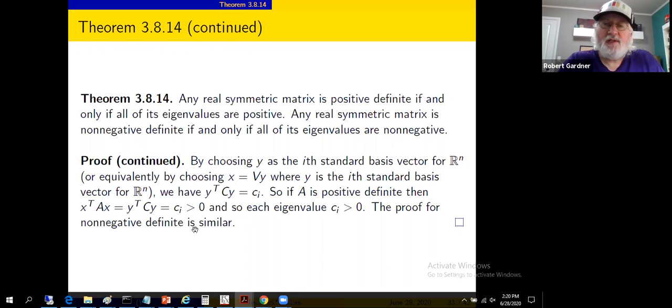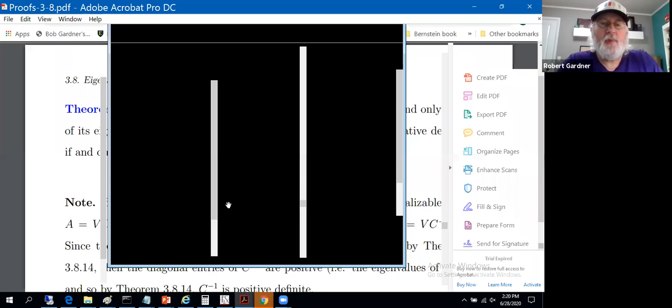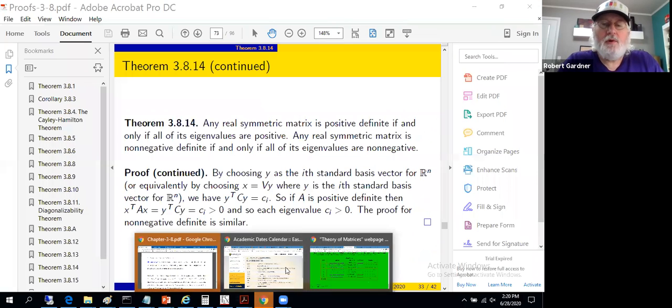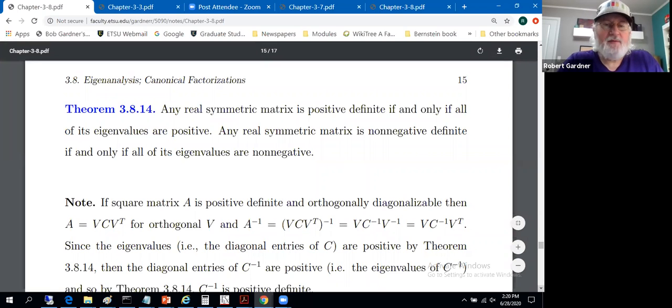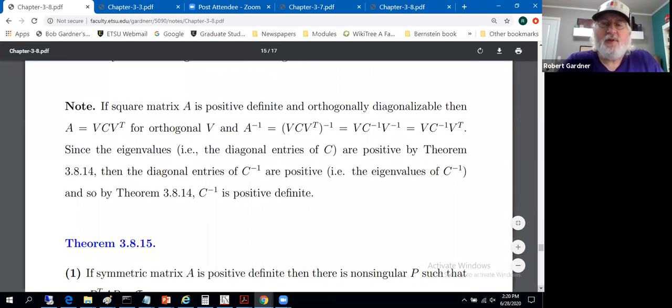Non-negative definite, it's all the same thing, just change the strictly greater than's to greater than or equal to's and follow the same argument. So, useful stuff. A real symmetric matrix is positive definite if and only if its eigenvalues are positive. So I can relate positive definiteness, that thing about quadratic forms, to signs of eigenvalues. Maybe didn't see that coming.